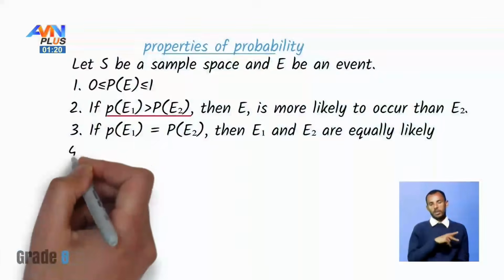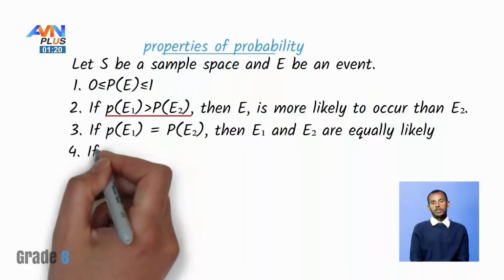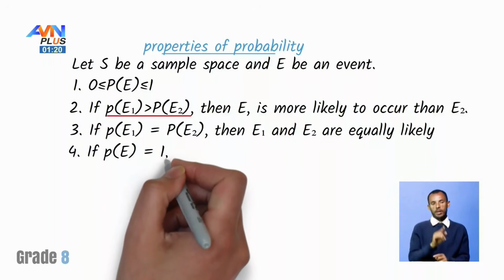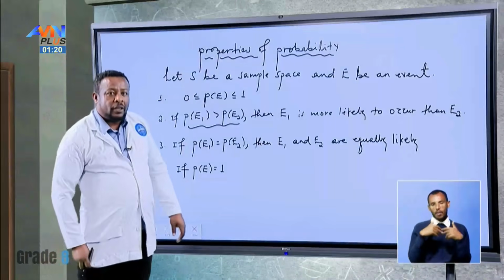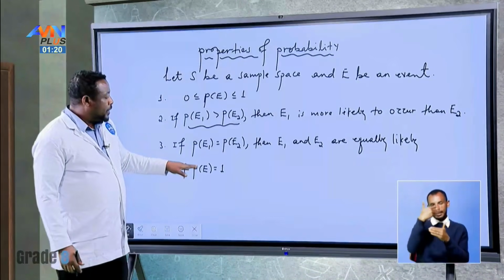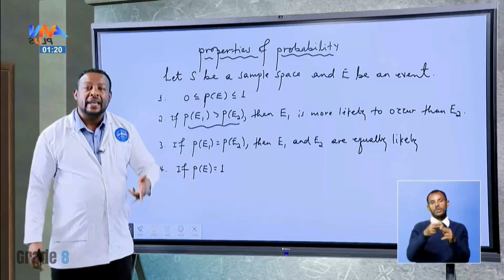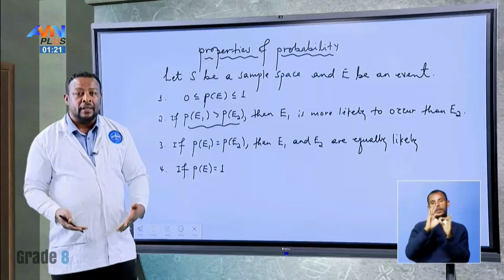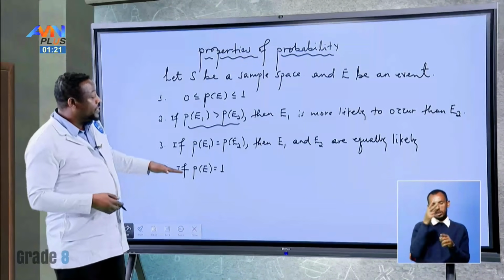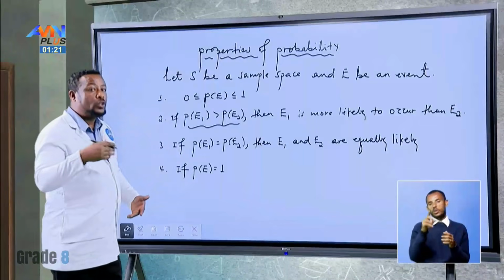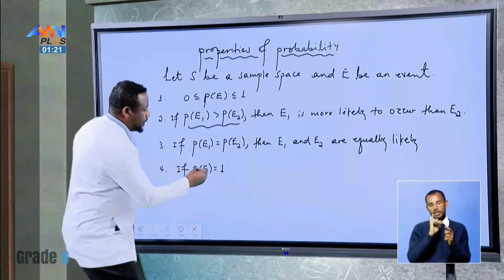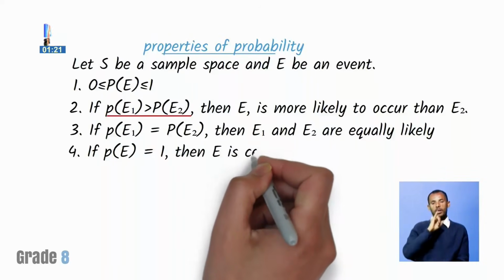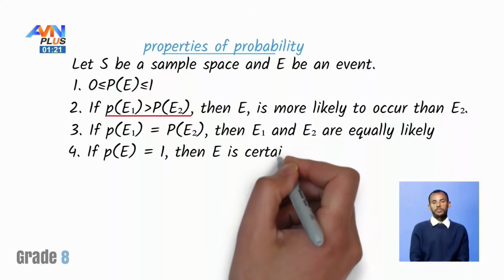The fourth property is, if probability of a certain event is 1. You may have a probability whose value is 1. Then this event is called certain event. If you remember in our previous lesson, we have seen the definition of certain event. Okay, so whenever you see probability of a certain event is 1, then you can conclude that E is a certain event.